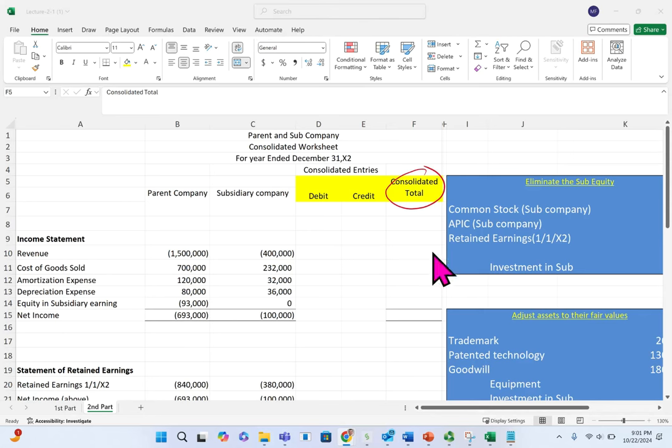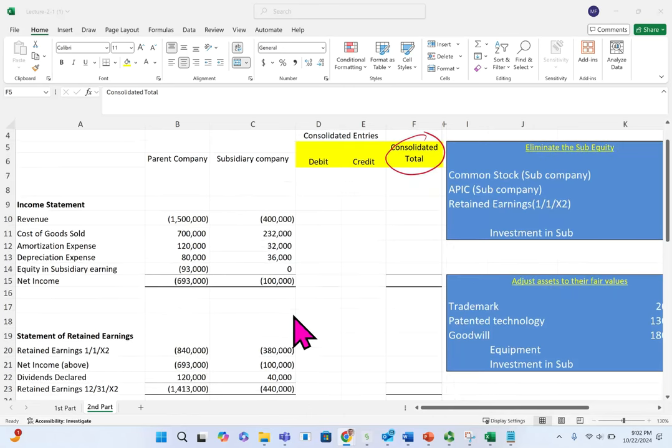Well, the first thing I have to tell you, remember, is we have to eliminate the equity account of the subsidiary. Remember what I told you? The equity account of the subsidiary has to be gone. But before we do that, let's take a look at what we are given in the problem. It's good to be able to read.